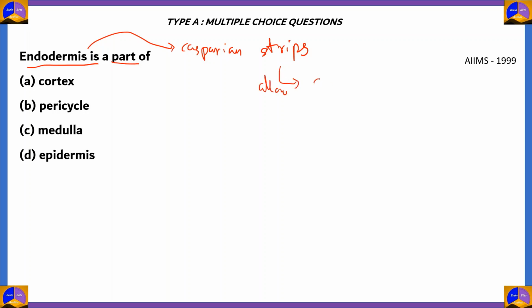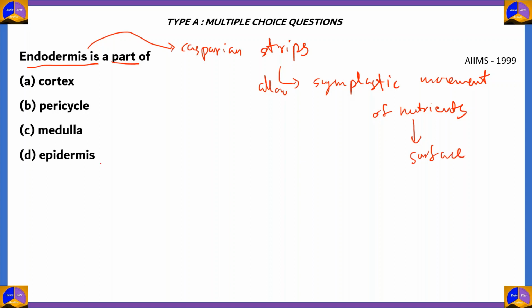And these Casparian strips allow for symplastic movement of nutrients, which is taking place in the surface. So let's look at each of our options. Option D, epidermis. Epidermis is a part of cortex, and it has no Casparian strips. So that makes option D incorrect.